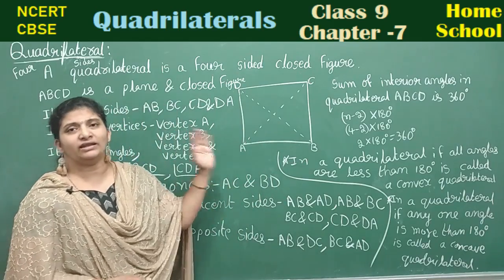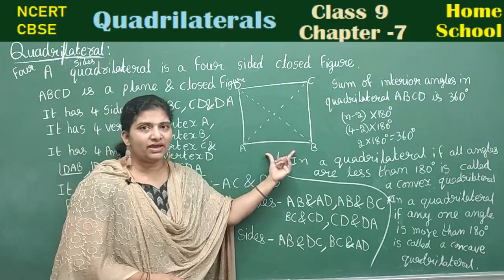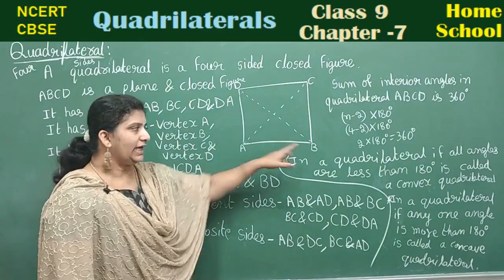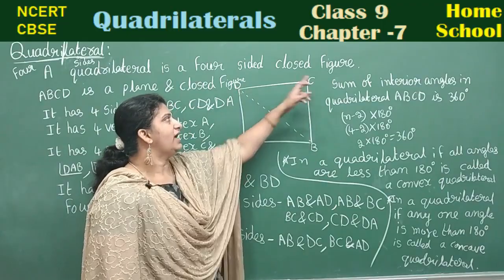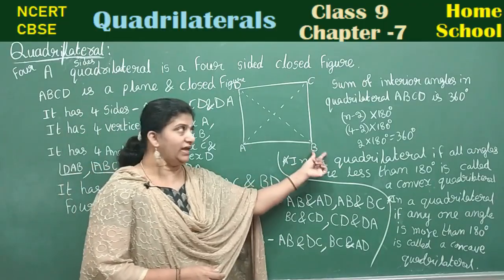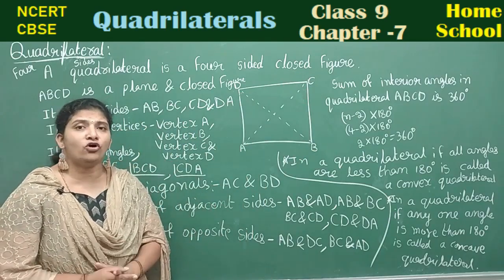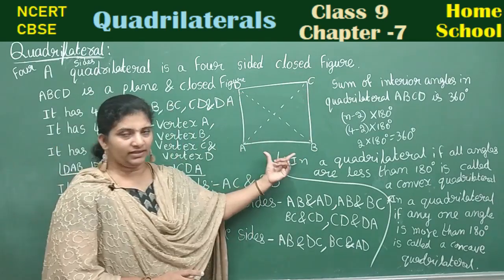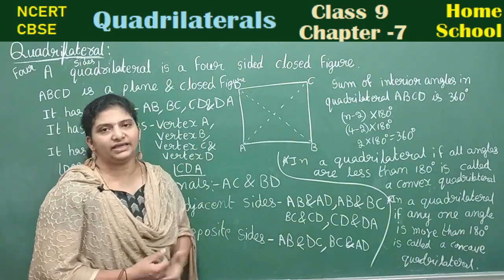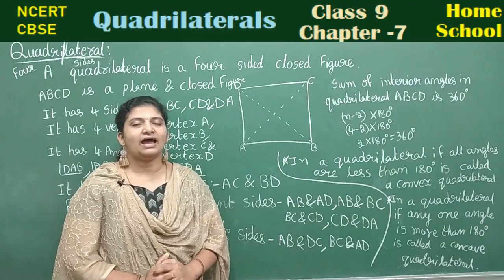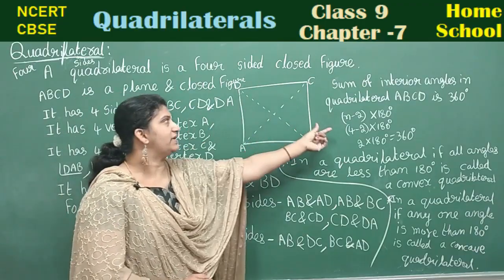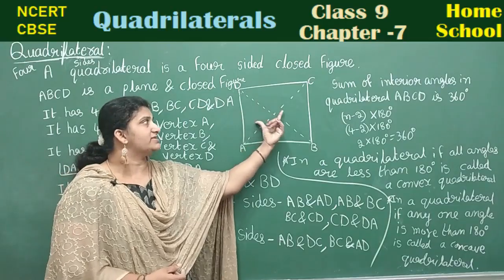So what does it contain? A quadrilateral has 4 sides. What are those? AB, BC, CD, DA. A quadrilateral has 4 angles: angle DAB, angle ABC, angle BCD, and angle CDA. A quadrilateral has 4 vertices A, B, C, D, and 4 pairs of adjacent sides. That means AB, AD; AB, BC; BC, CD; CD, DA. It has 2 pairs of opposite sides: AB, DC and BC, AD. It has 2 diagonals, AC and BD.